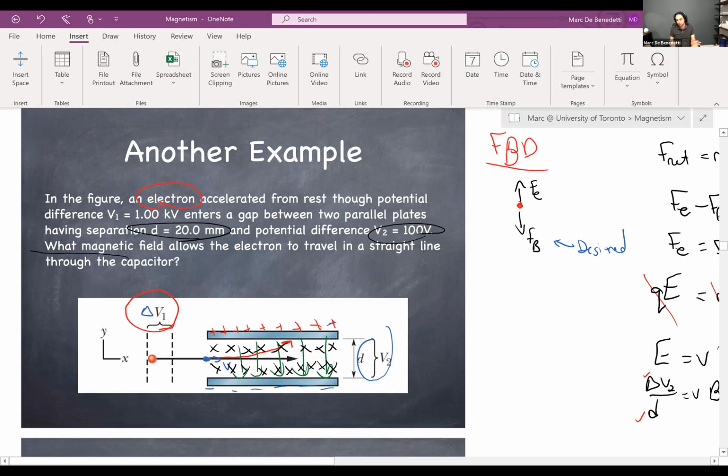And you might be thinking to yourself, well, why is this useful? The answer is this allows us to precisely control the path of a moving charged particle. So like particle accelerators, for instance.